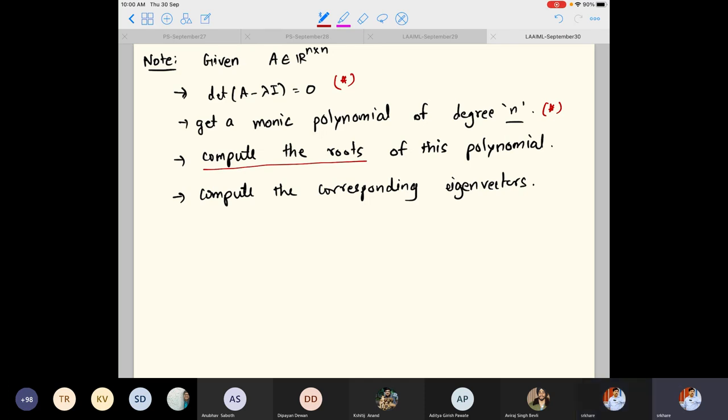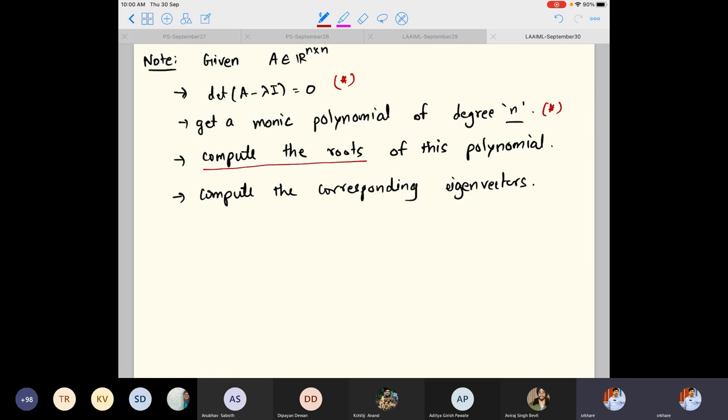So anybody knows how these roots are actually calculated? No. So you will be surprised. Tomorrow I'll tell you how these roots are calculated. In the meantime, you also try to find out on your own what the algorithm is that computes roots of a polynomial. If you are able to find out the roots of the polynomial, it turns out that you will be able to find out eigenvalues easily, right?